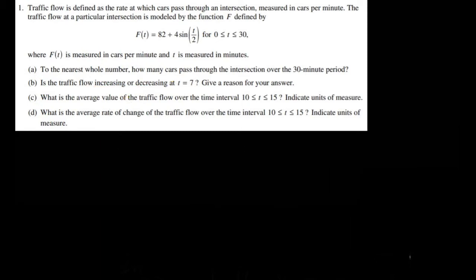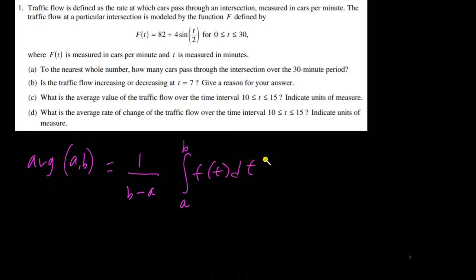Okay, part C. What is the average value of the traffic flow over the time interval from 10 to 15? Indicate units of measure. Okay, so when we're dealing with an average value of a function, you should know the average value formula. So the average value of a function from a to b is 1 over b minus a times the integral from a to b of f of t dt, or f of x dx, or whatever.